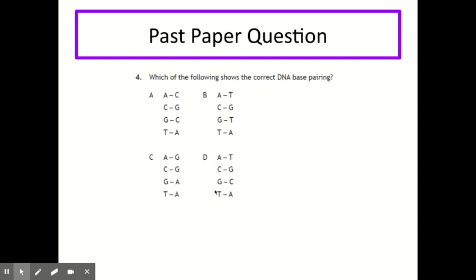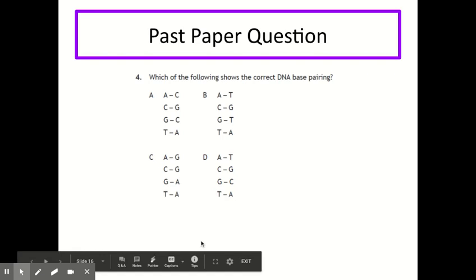Now, we're going to use our knowledge about the bases that we've just learned about to look at 2 past paper questions that were in previous National 5 exams. So let's try this first one. So here's a multiple choice question which asks about which one shows the correct DNA base pairing out of the following 4 diagrams. So A, B, C, or D, pause the video here and try and figure out the correct answer.